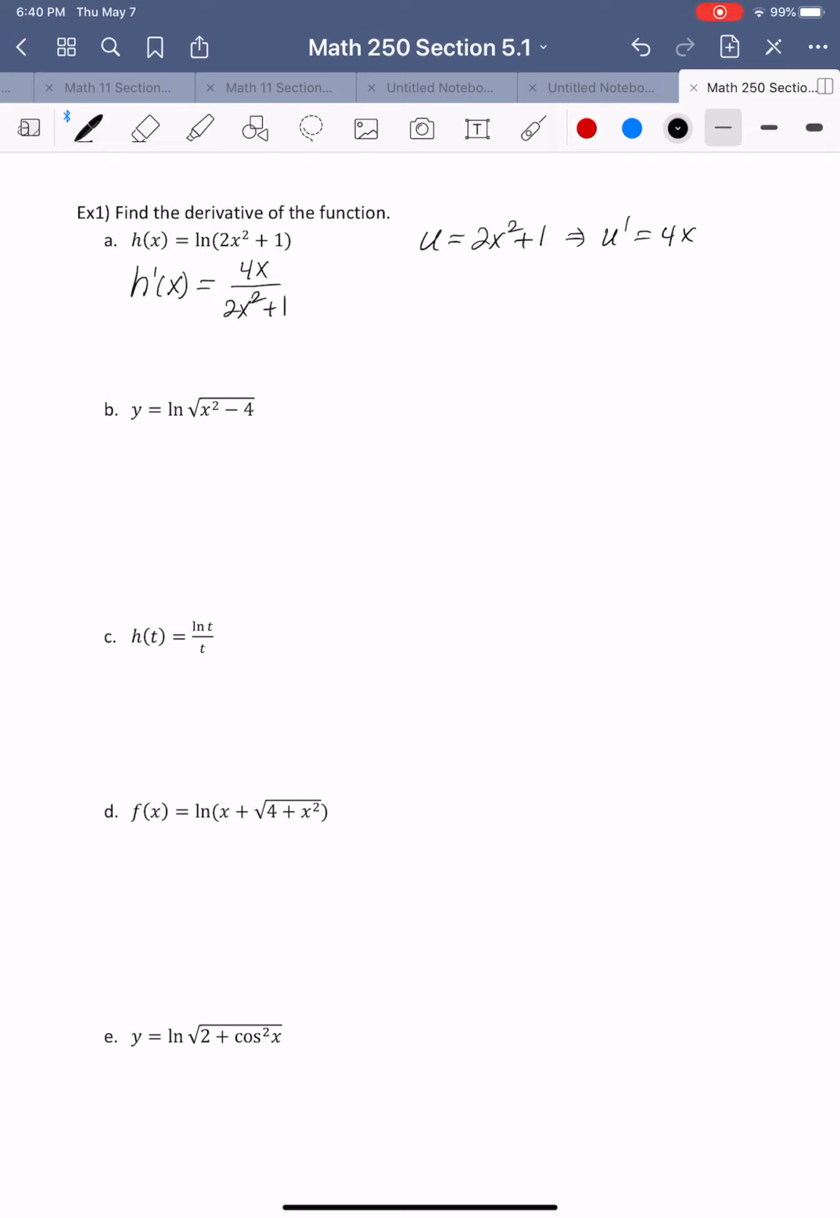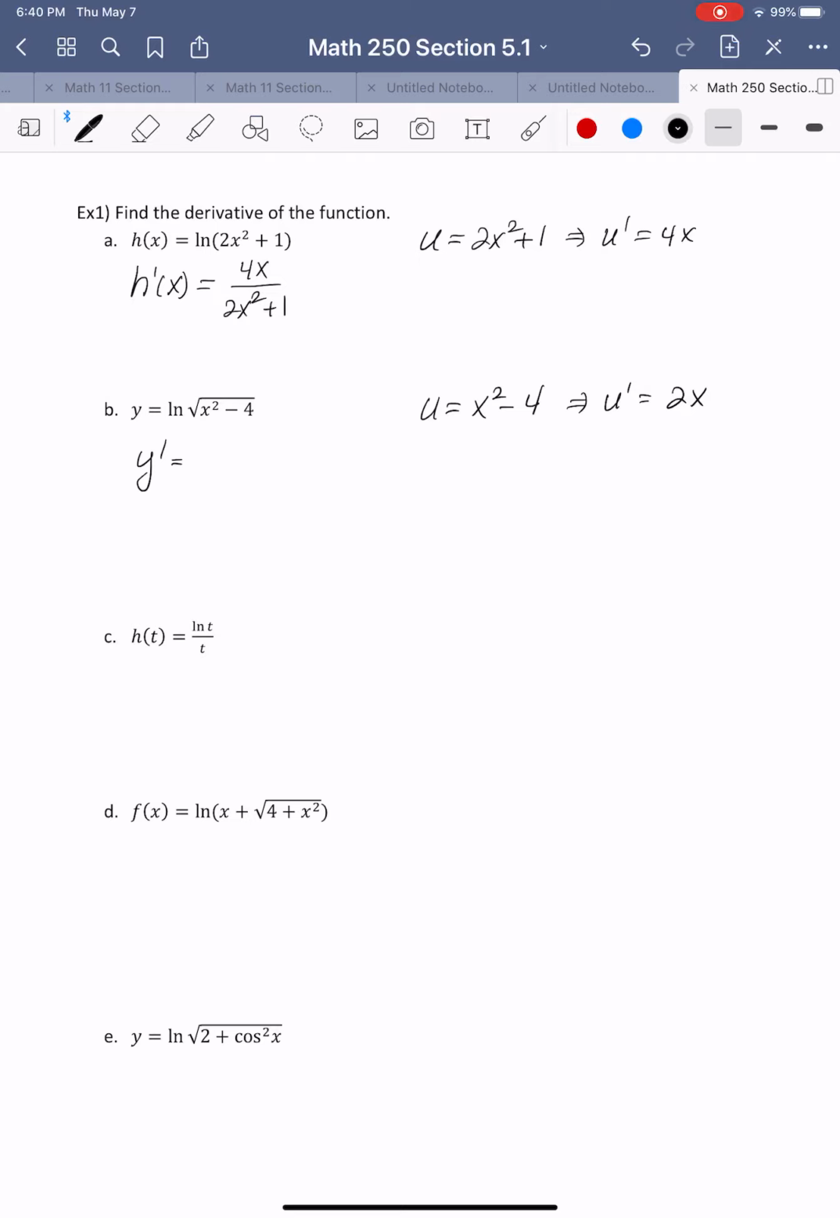Same as here too. In order to find the y prime of ln of, right, so let's say u is x squared minus 4, and then u prime is 2x.